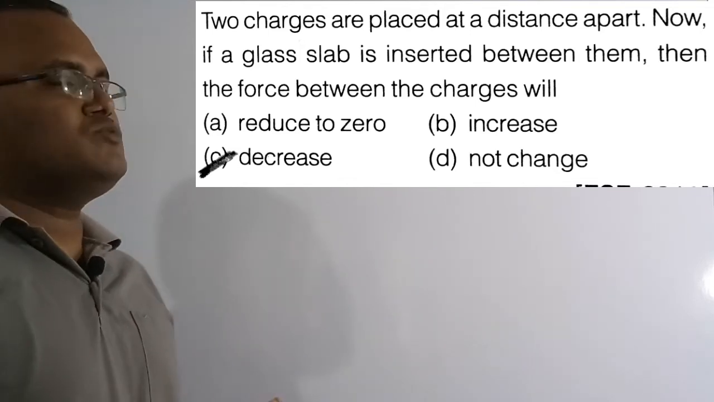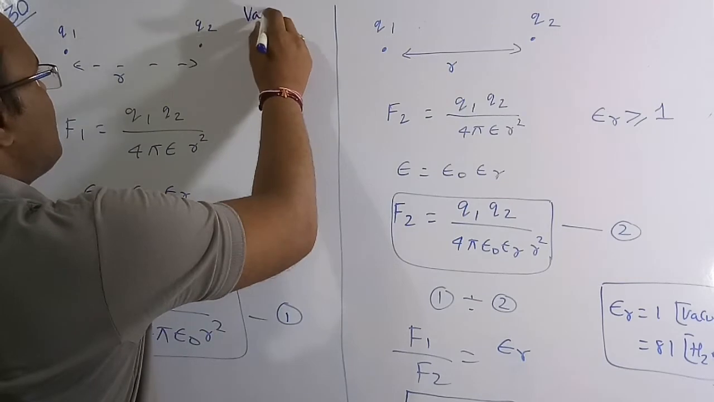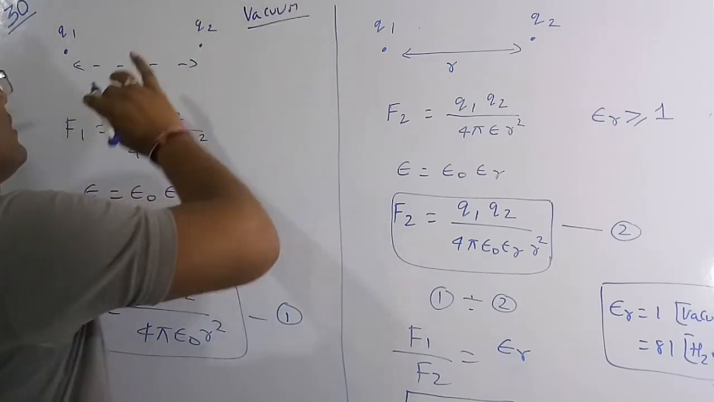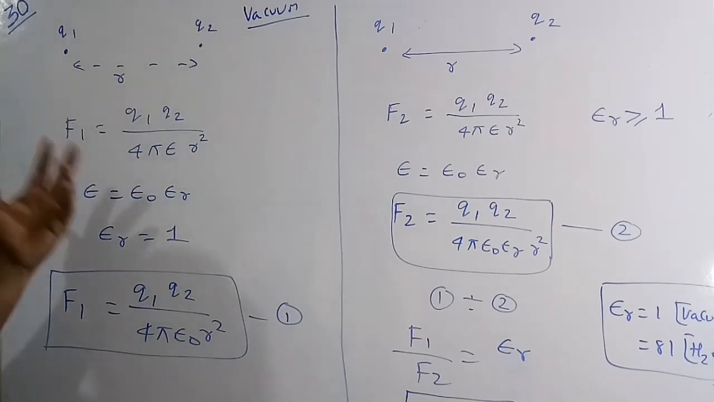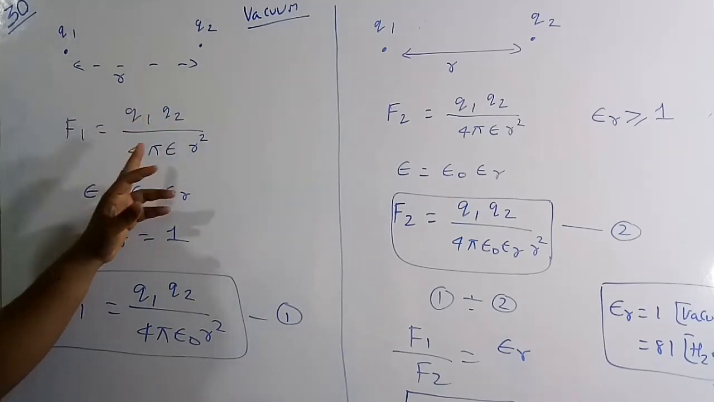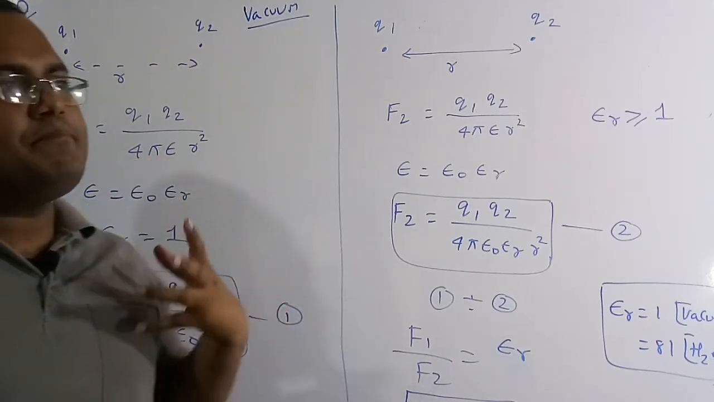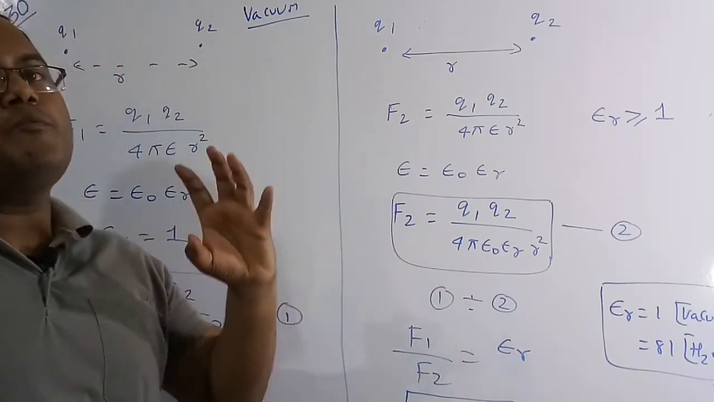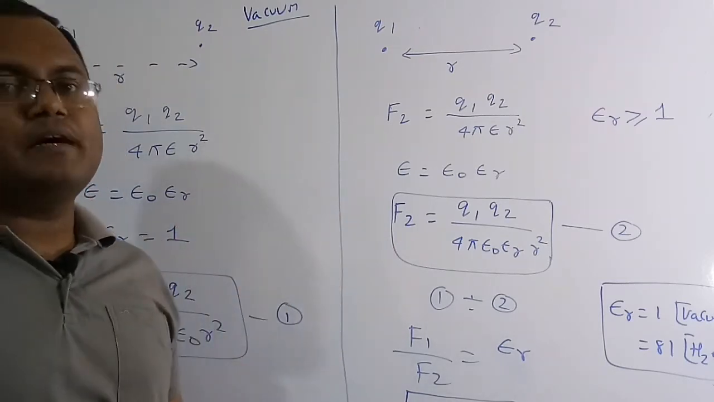So now we'll discuss the solution. Suppose let me take medium one, which is a vacuum. Now here I am going to keep two charges at a distance of r. Then the force between these two charges is q1 q2 by 4 pi epsilon r square, where epsilon is called the permittivity of a medium. Basically, permittivity is an opposition to an electric field in a given space or region.